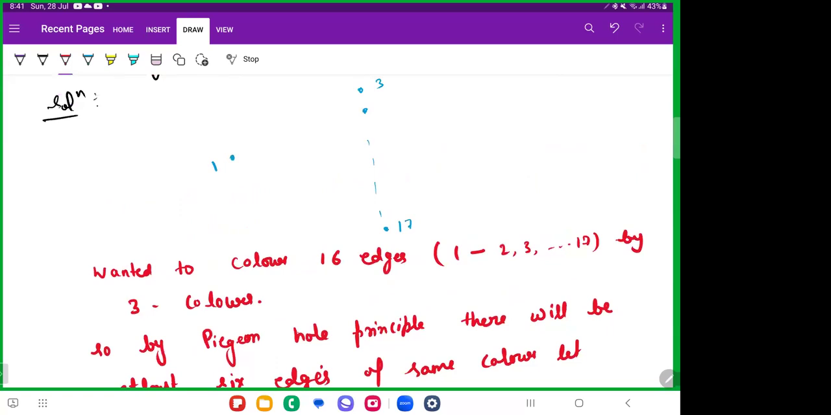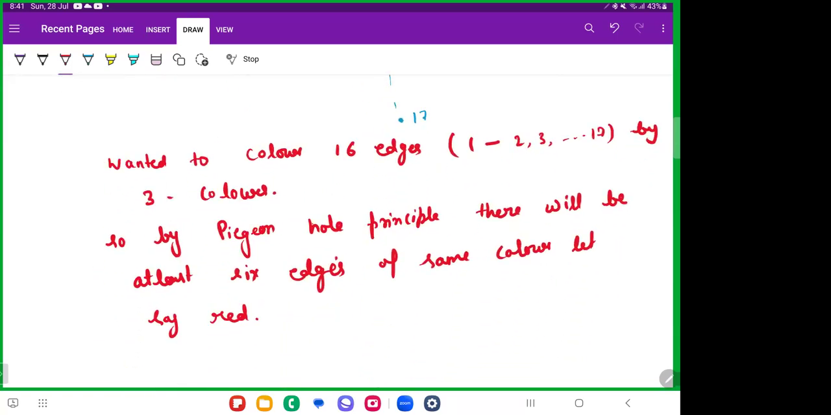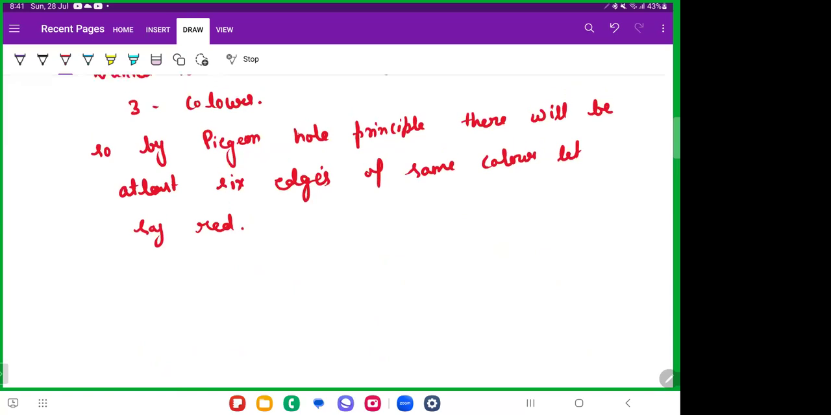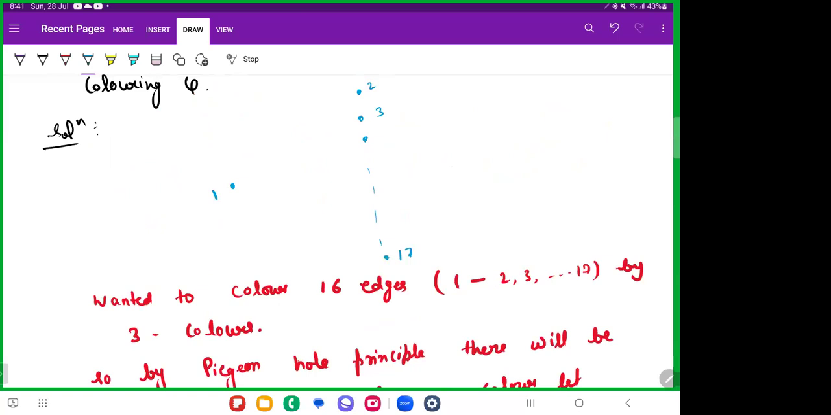Yes, sir. But are you only considering 16 edges? Yes, yes. I am only considering these edges, connecting 1 to 2, 1 to 3, and so on. These 16 edges I am considering. Initially I am considering only this stage. Is this clear? There will be at least 6 edges of the same color. Yes.